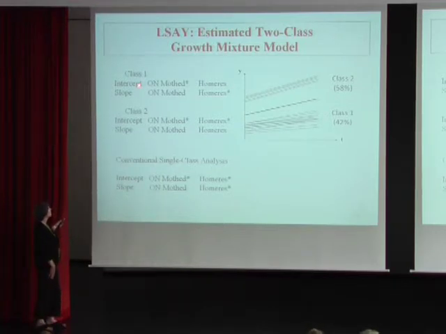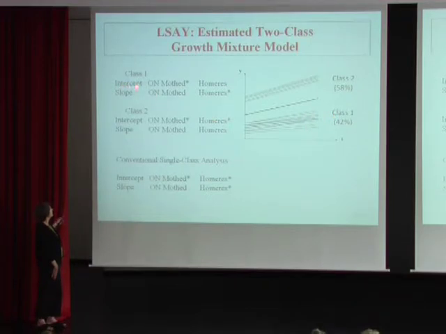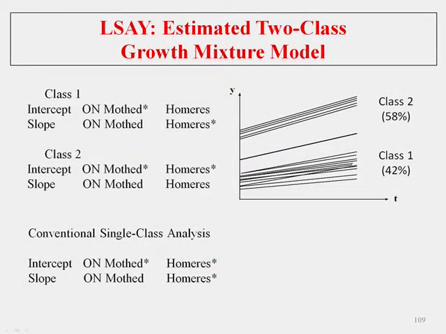If we instead look at the GMM results, Class 1, the lower class here, where they start is dependent on mother's education, but not home resources, and how they grow is dependent on home resources, not mother's education. Whereas the high class, where they start, the intercept growth factor, is dependent on both mother's education and home resources, but how they grow, the slope growth factor, the variability in that is not explained by either of the covariates.